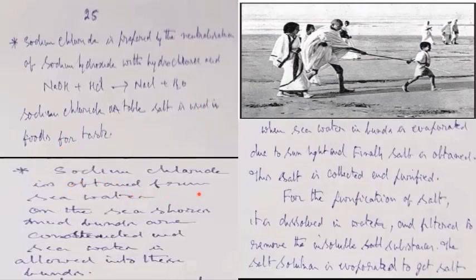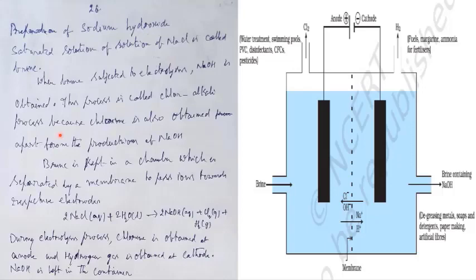Sodium chloride is obtained from seawater. On the seashores, bunds are constructed and seawater is allowed to flow into these bunds. When the seawater in the bunds evaporates due to sunlight, salt is finally obtained. This salt is collected and purified. For purification, it is dissolved in water and filtered to remove the insoluble impurities. The salt solution is then evaporated to get the pure salt.